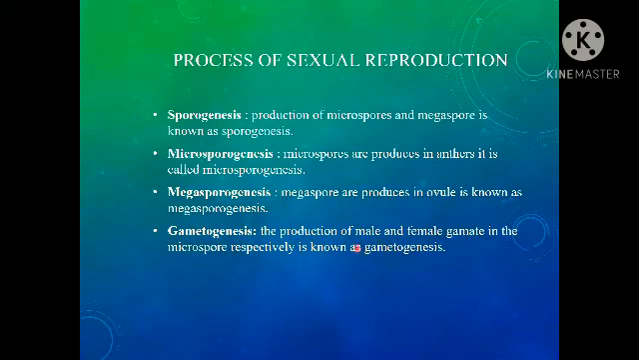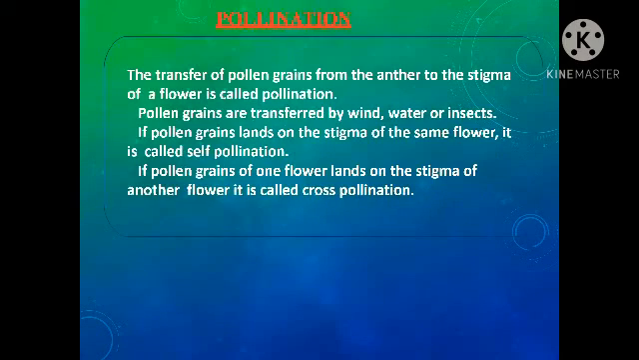Gametogenesis is the production of male and female gametes in the microspore and megaspore respectively. Coming to pollination, the transfer of pollen grains from the anther to the stigma of a flower is known as pollination. The pollen grains are transferred by wind, water or insects. If the pollen grains land on the stigma of the same flower, it is called self-pollination. If the pollen grains of one flower land on the stigma of another flower, it is called cross-pollination.